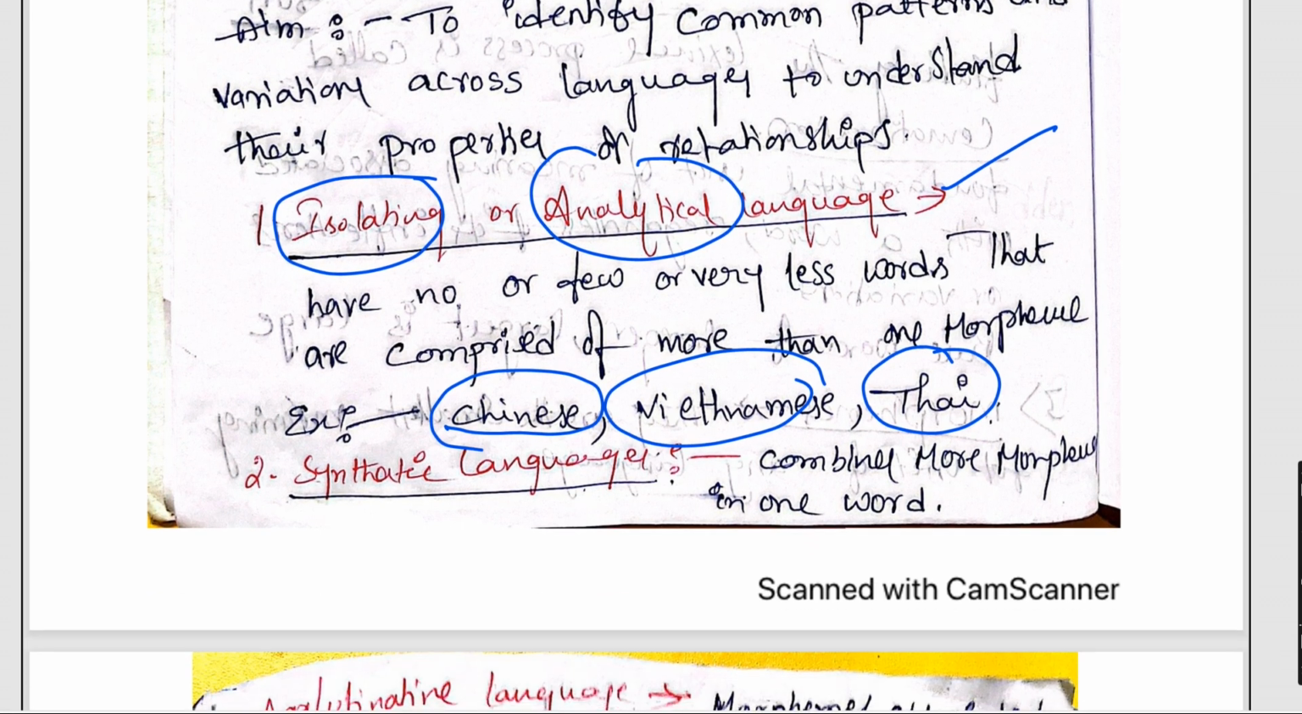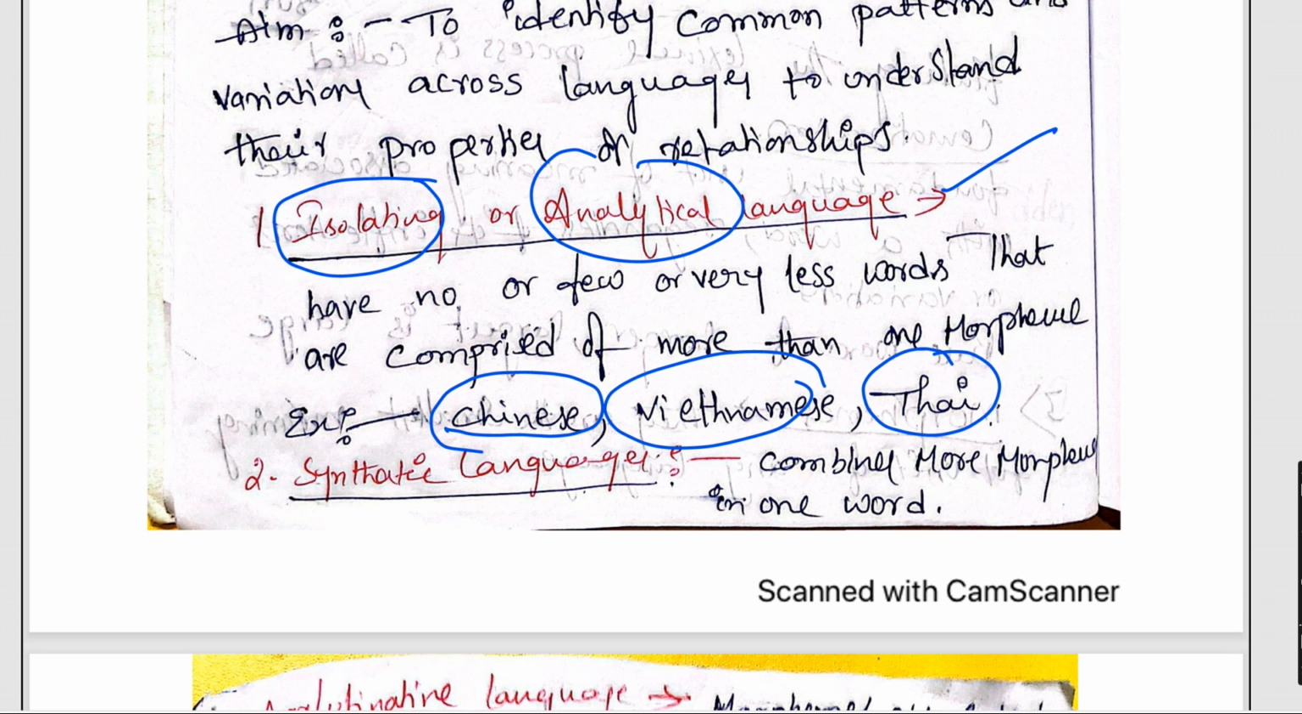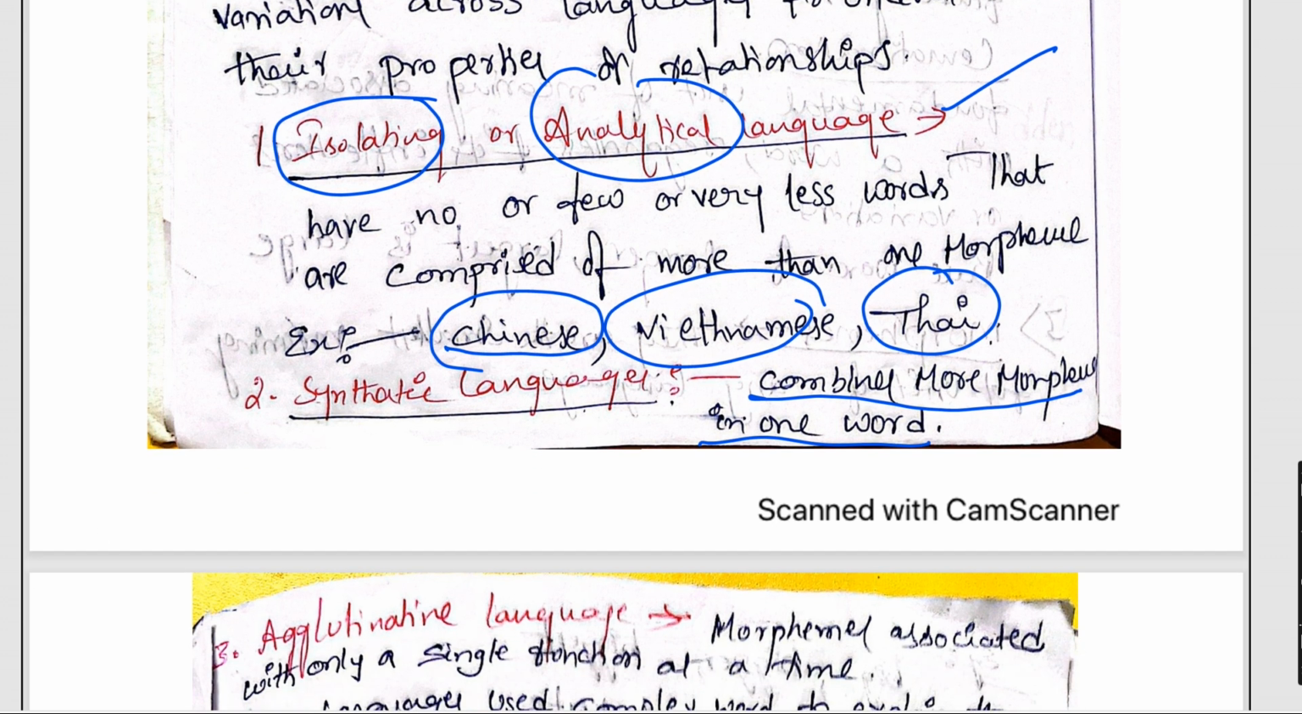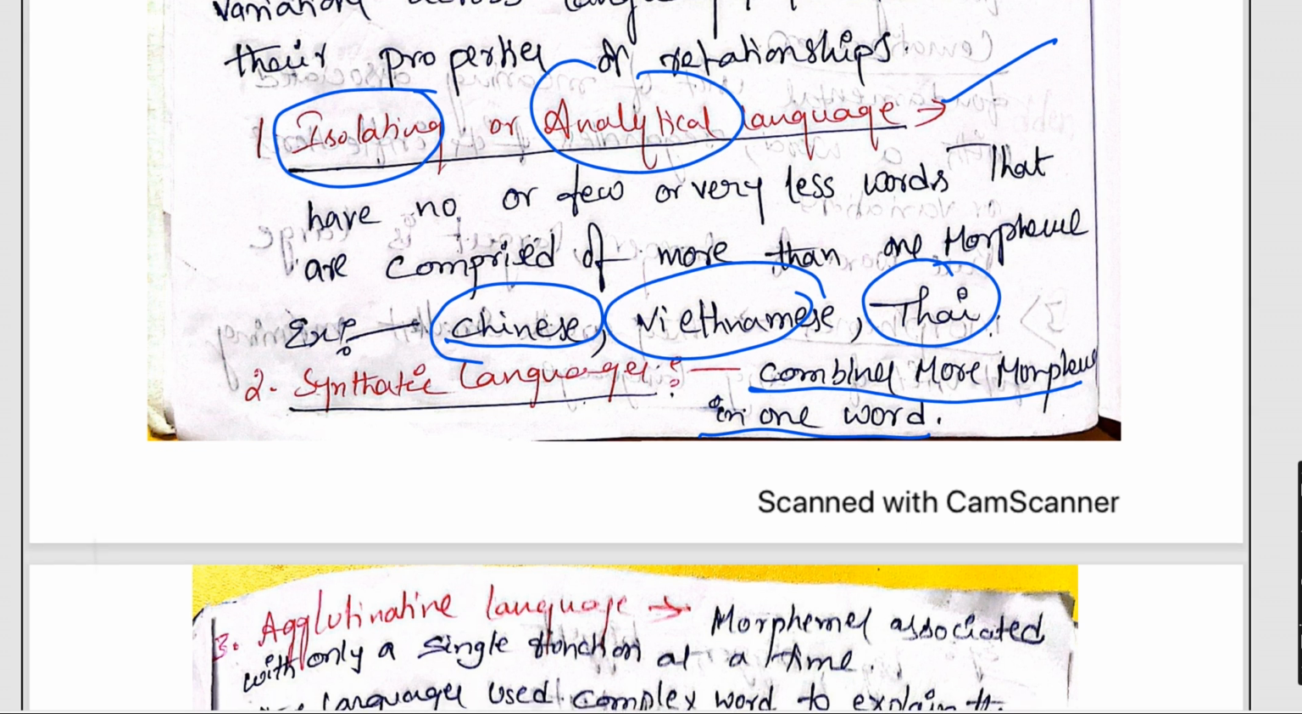Then the second language type we can consider here is the synthetic language. Synthetic language means combining more morphemes in one word. For example, disagreement. Agree is a morpheme, dis is one kind of morpheme, and ment is one kind of morpheme. Combining more than one morpheme to form one word, that is a synthetic language.